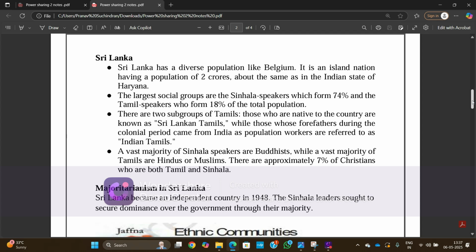In 1956, the Only Sinhala Act was passed by the majoritarian government. Now let us look at the provisions in that bill. Sinhala was declared as the official language, and Buddhism was made the state religion, the official religion of the country. The government favored Sinhala applicants for university positions and government jobs. So these were the three main provisions of the Only Sinhala Act of 1956.